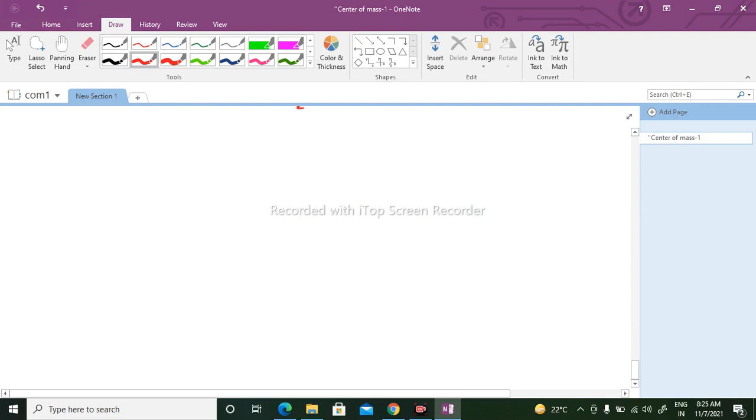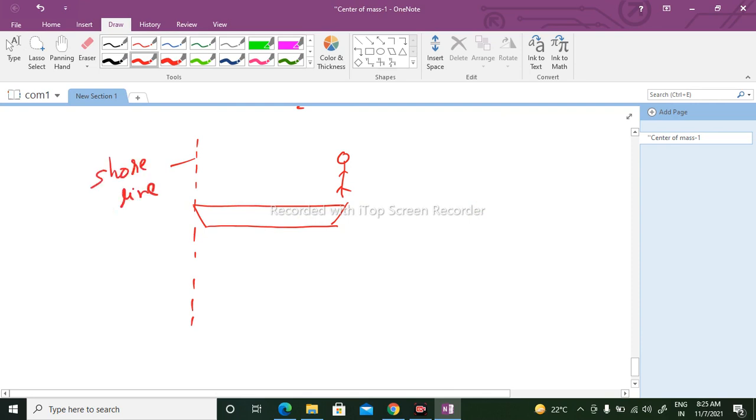So let me take a boat. This is the boat. There is a man standing here. This is called the shoreline. Here everything will be land, here everything will be water. Shoreline basically divides land and water. It is the boundary line. So this is the initial stage. Let us say the boat mass is capital M and the man mass is small m, and the boat length is L.